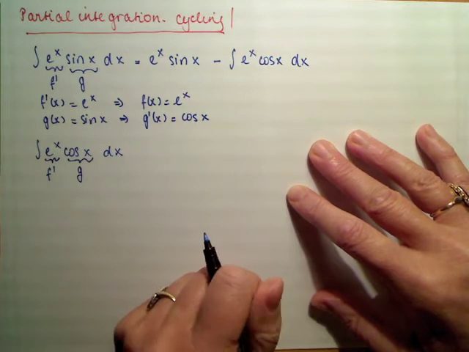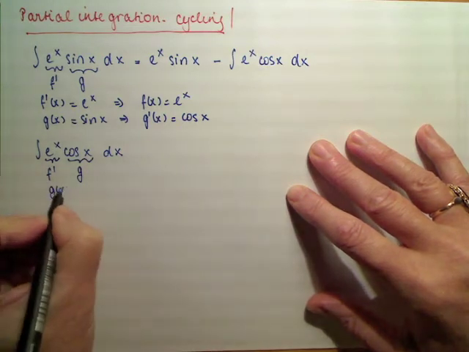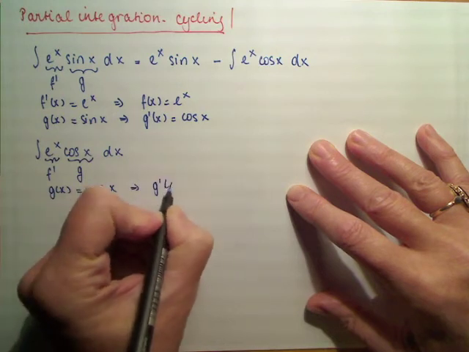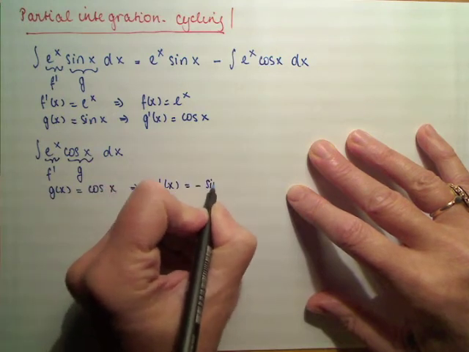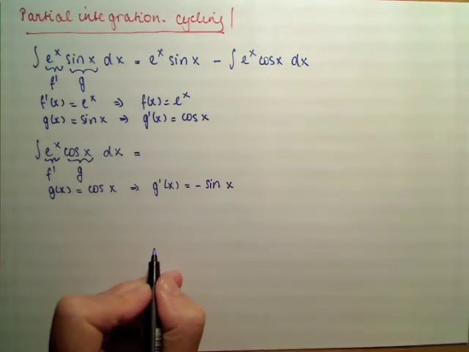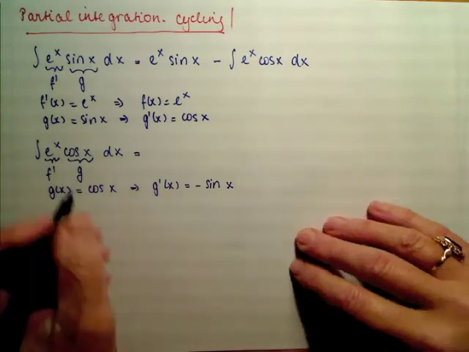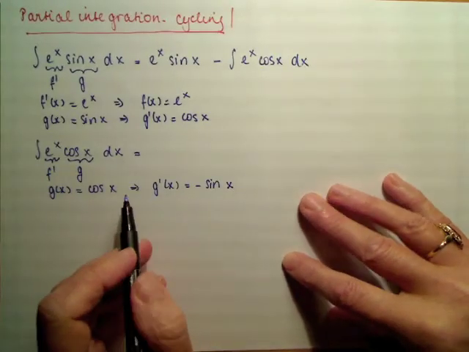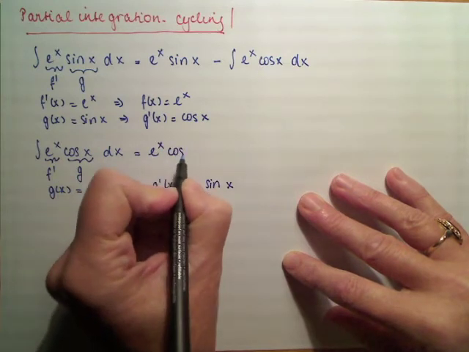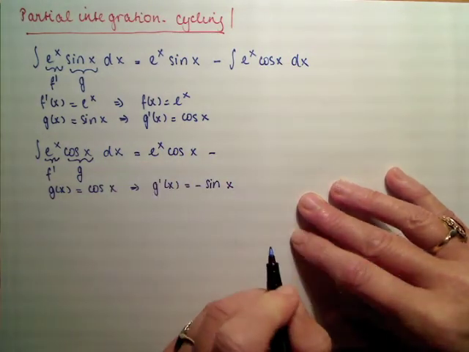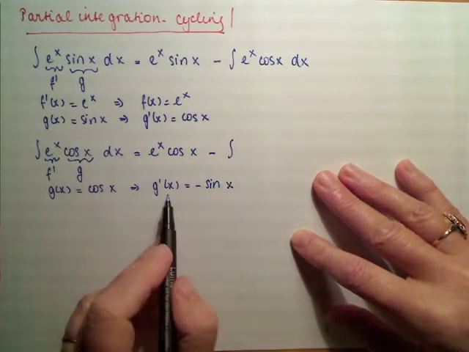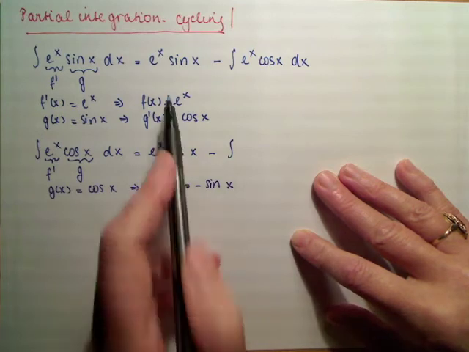to f prime. So if g of x is equal to cosine of x, then g prime of x is equal to minus sine of x. Let us plug this into our formula, and so we get that this integral is equal to the product of the functions f and g, which is e to the power x multiplied by cosine of x, and we have to subtract the primitive of f times g prime.